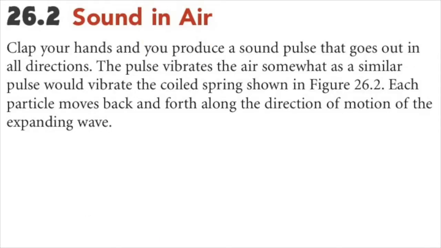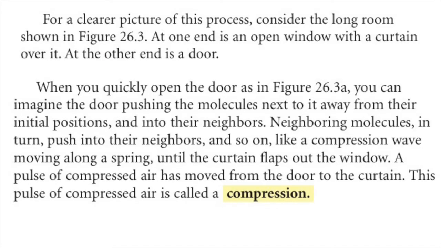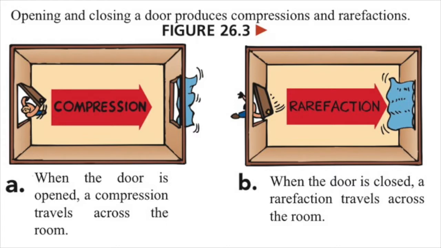Sound in air. Clap your hands and you produce a sound pulse that goes out in all directions. The pulse vibrates the air somewhat as a similar pulse would vibrate the coiled spring shown in figure 26.2. Each particle moves back and forth along the direction of motion of the expanding wave. For a clearer picture of this process, consider the long room shown in figure 26.3. At one end is an open window with a curtain over it. At the other end is a door.